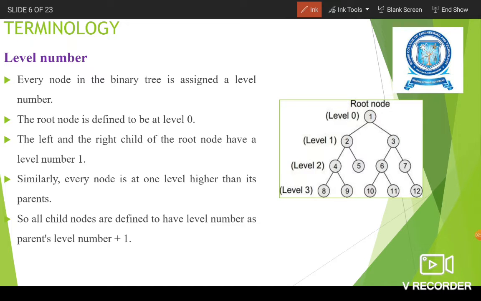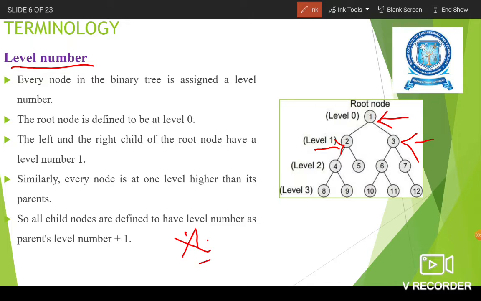We move on to the important terms of binary tree. First one is the level number. In binary tree, each and every node is assigned with one level number. Always the root node is at level 0 and the left and the right child of the root node have the level number 1.